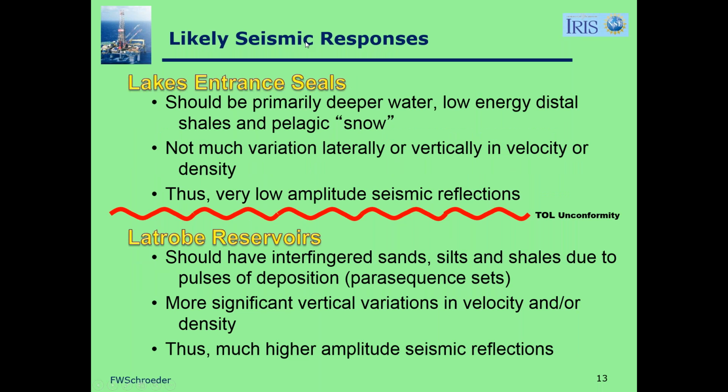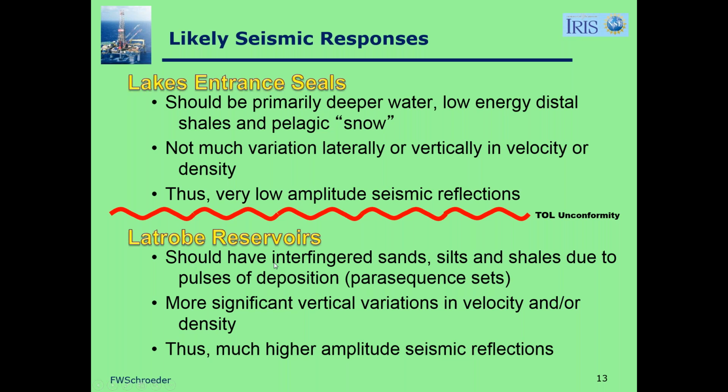So if I think about seismic responses for the Lake Entrance and the Latrobe, the Lake Entrance is primarily deep water, low energy, distal shales, and pelagic snow. So there's not going to be much variation laterally or vertically in velocities and densities. And so there are not big reflection coefficients. And so my seismic reflectors within the Lake Entrance Formation should be very low amplitude. If they have enough amplitude that I can correlate individual peaks and troughs on the seismic, they should be fairly continuous because we're in a deep water setting.